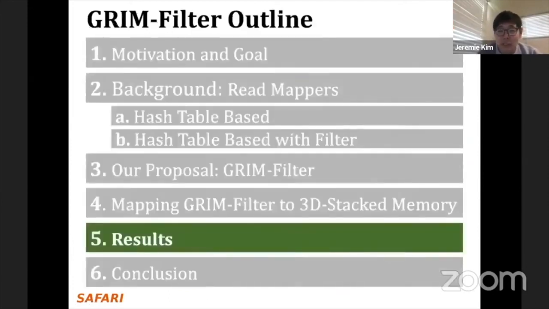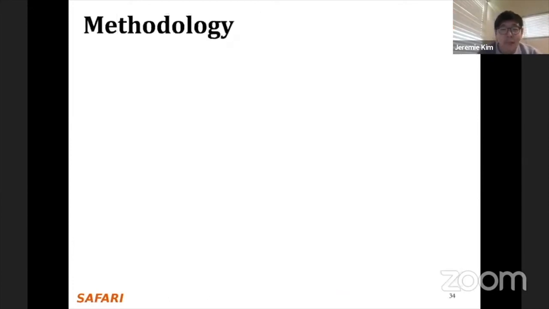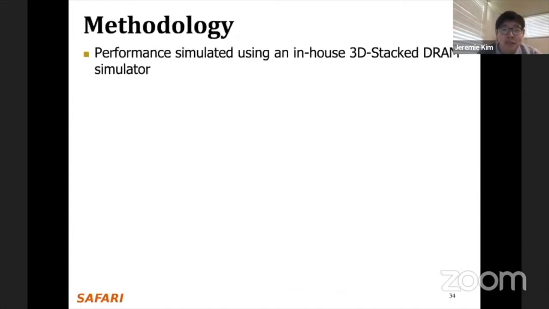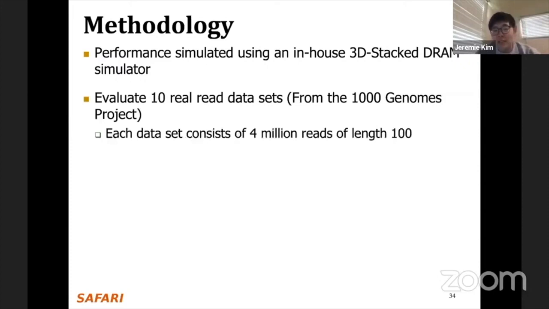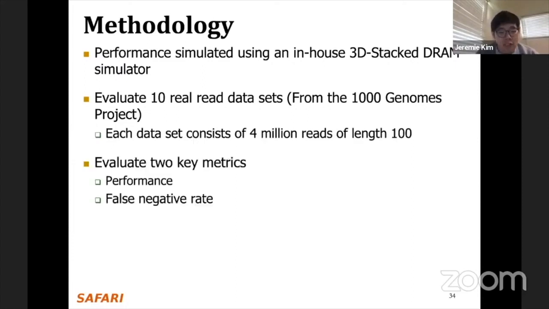So now let's get into the results. To gather our results, we did performance simulation using an in-house 3D stacked DRAM simulator. We evaluate 10 real read data sets from the 1,000 Genomes project. Each data set consists of 4 million reads of length 100. We evaluate 2 key metrics: performance and the false negative rate, which, if you remember, is the reads that pass the filter but do not pass the alignment.